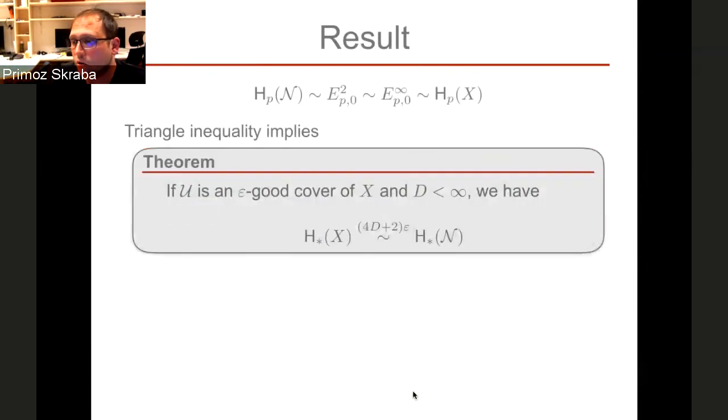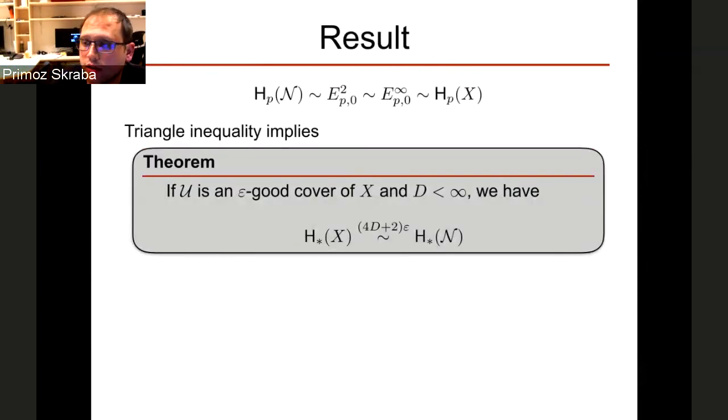Okay, so now we're basically done, right? Essentially what we did was we related the Pth homology of the nerve with this E2 term. We relate the E2 term with the E infinity page. That's essentially the spectral sequence. And then this extension problem goes all the way to the space. So if we just apply the triangle inequality, we get this factor of 4D plus 2 epsilon.